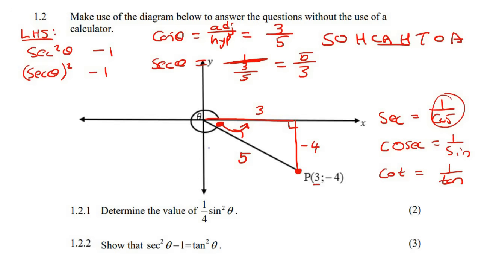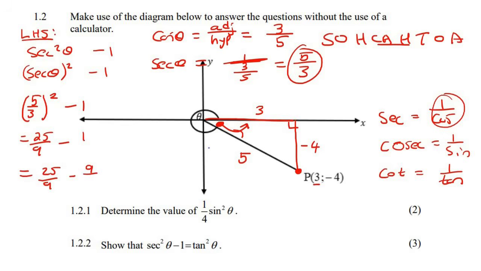Okay, so we know that sec theta is 5 over 3, so we can say 5 over 3 squared minus 1, and so that's going to give us 25 over 9 minus 1. Get a common denominator, so that'll be 25 over 9 minus 9 over 9, and that should give us 16 over 9. Okay, so now that's this side.